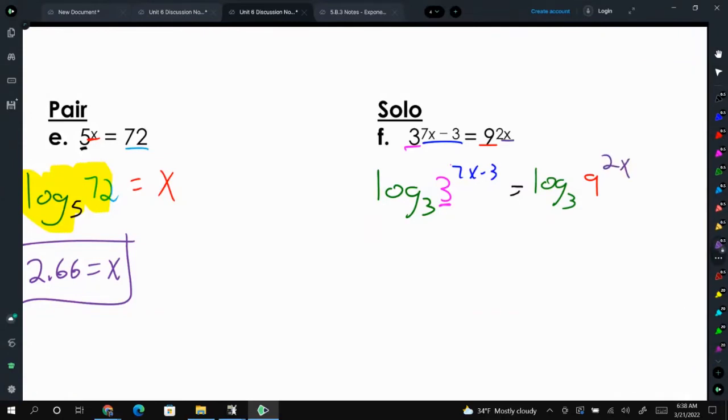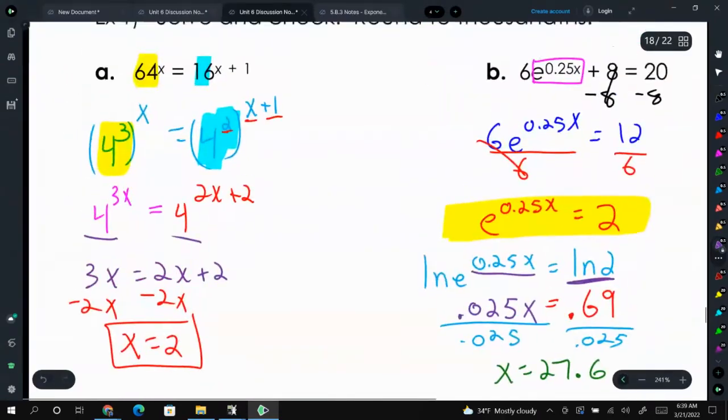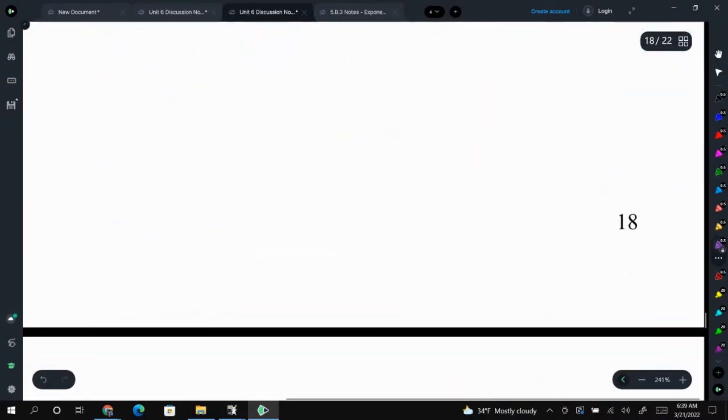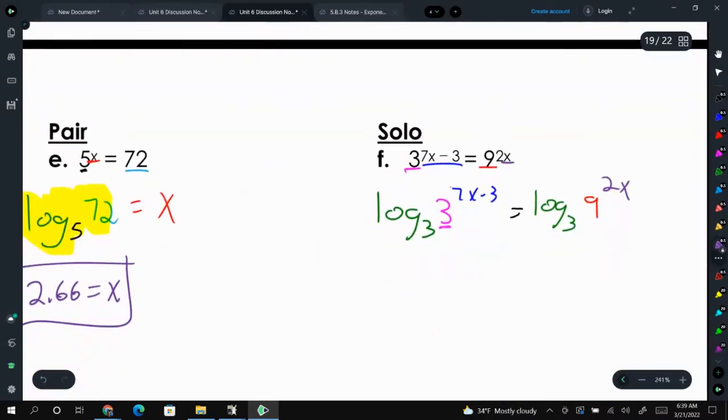And I usually pick the log that has the most stuff. So like in this one, I probably would have done log base 16 on both sides because that exponent had more things in it. This one, I did 3 because it had more stuff in it.